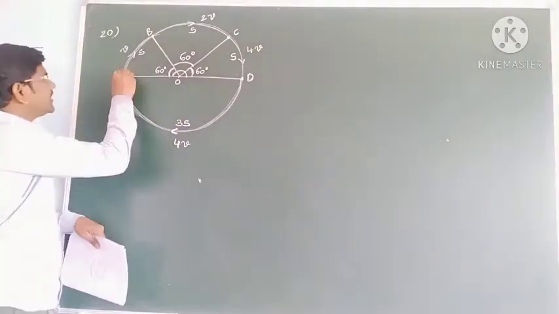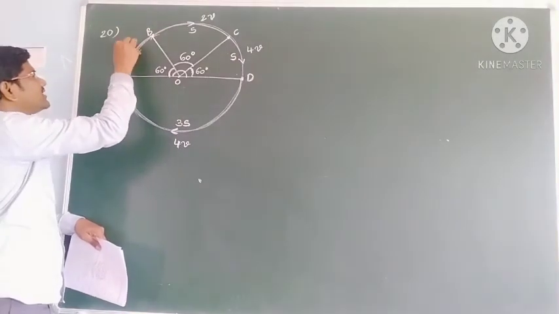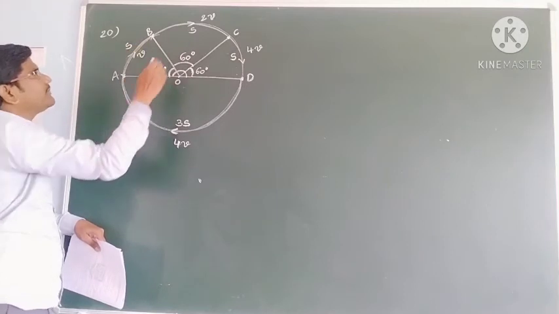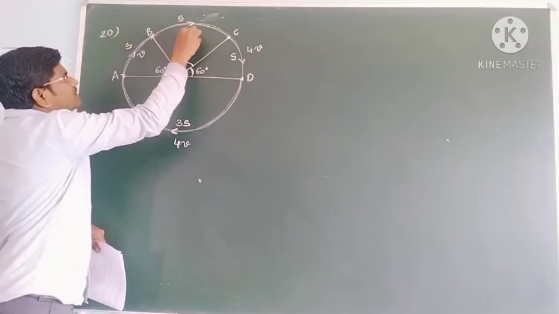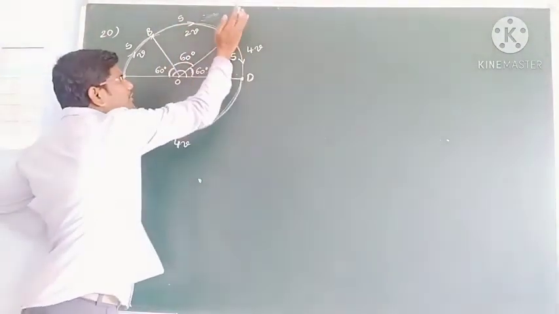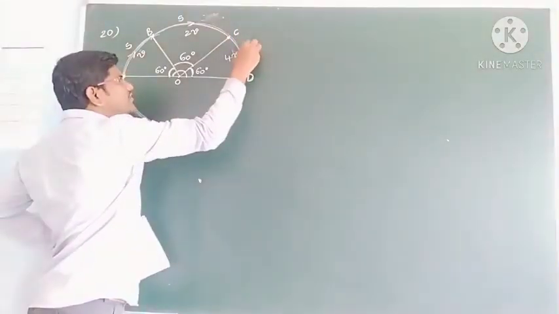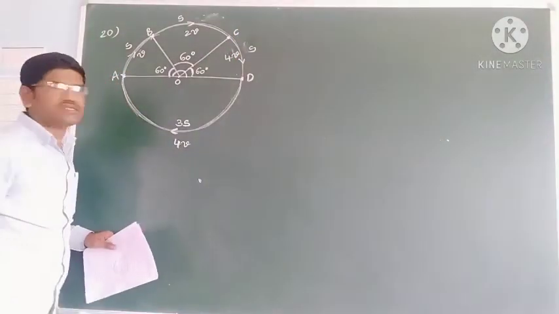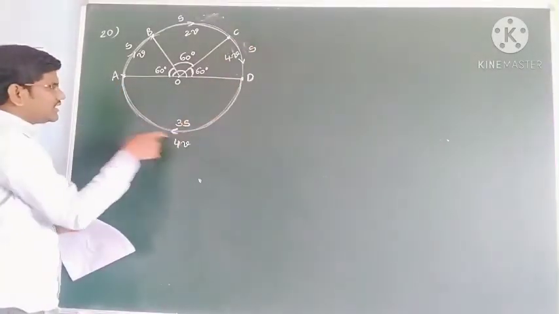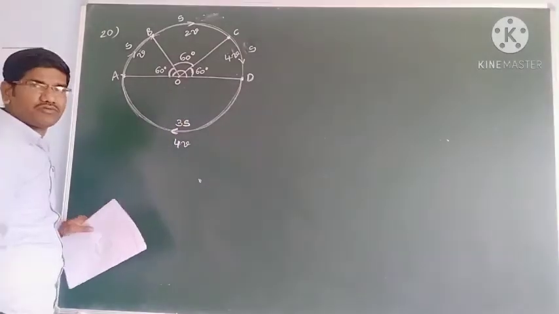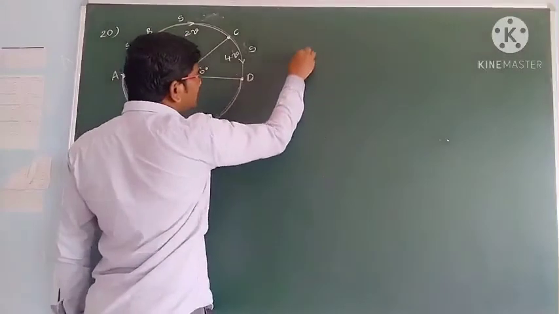Okay students, A to B: the covered distance is S and the speed is V. B to C: the distance is S and the speed is 2V. C to D: the distance is S and the speed is 4V. And D to A: the distance is 3S and the speed is 4V. Now we want the average speed in this situation.